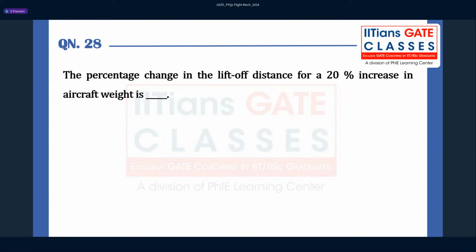The percentage change in the lift-off distance for a 20% increase in the aircraft weight is dash. Again, it's a simple problem. So let's do that as well.